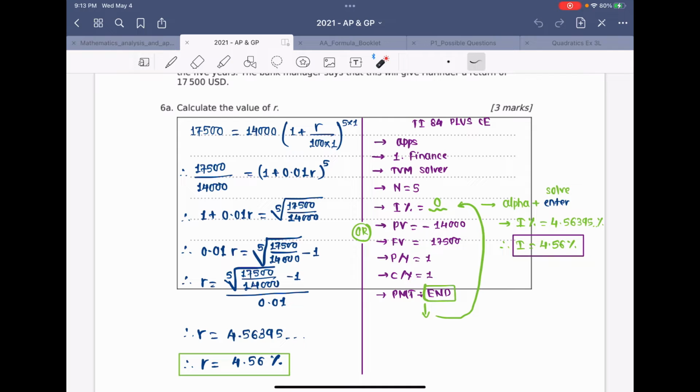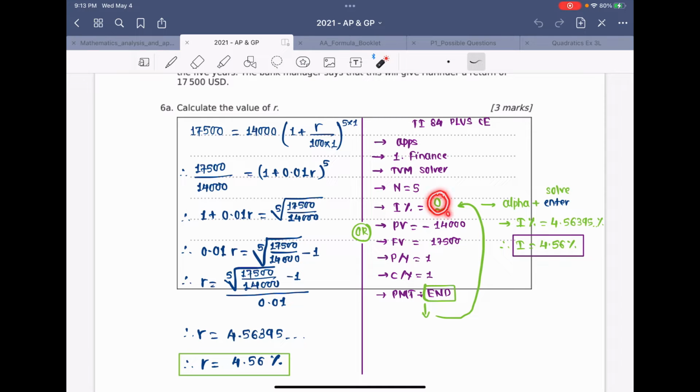Second method, if you have a TI-84 Plus CE calculator: first go in Apps, then go in the first option, that is Finance. Then go in the first option, that is TVM Solver. You will see the ready-made format with the previous values. In this case, our N, that is the number of years, is 5. We are interested in I, that is the interest rate, so keep it as 0 first.